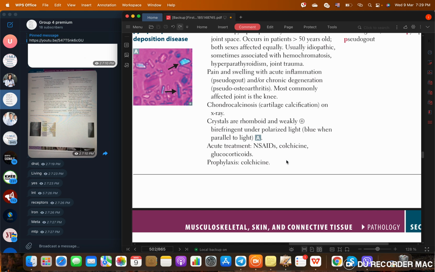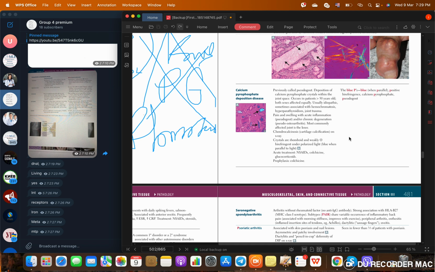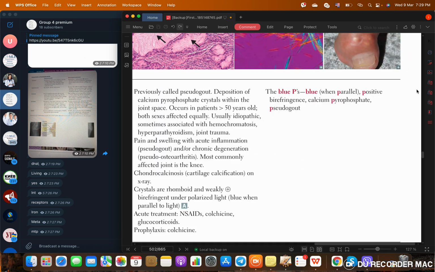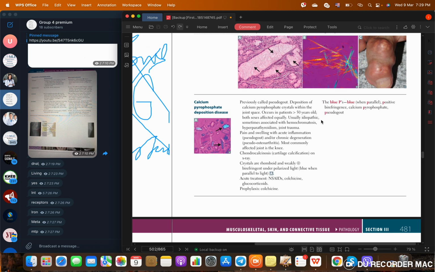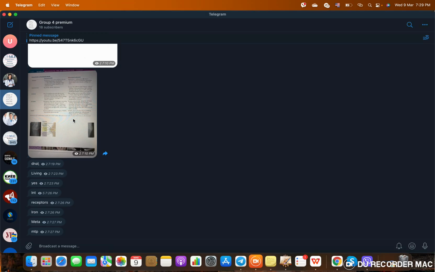They say there is the following type of treatment. The treatment could be with NSAIDs, colchicine, and steroids as well. For prophylaxis, you can also utilize colchicine. I want you to notice we are not using an anti-uric acid treatment. We are not using allopurinol or febuxostat, which are xanthine oxidase inhibitors, because the problem here is unrelated to uric acid. There are multiple B's here: blue when parallel, positively birefringent, calcium pyrophosphate, pseudogout. Please don't forget about hemochromatosis, because that's how they give it to you.